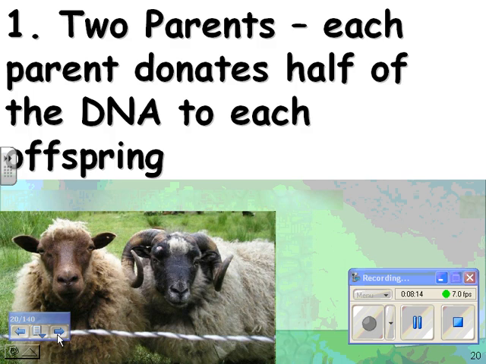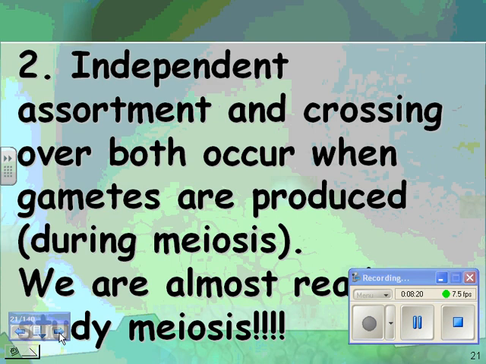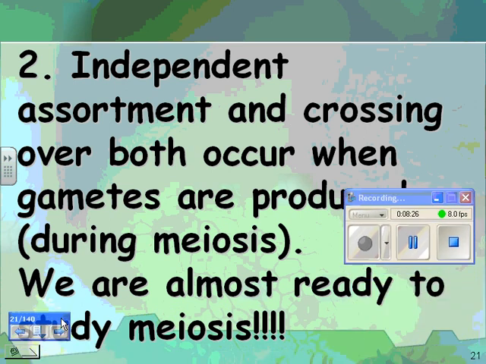The first one is two parents. Each parent donates half of the DNA to the offspring. Independent assortment and crossing over both occur when gametes, like eggs or sperm, are produced, which happens during meiosis. And we are almost ready to study meiosis.